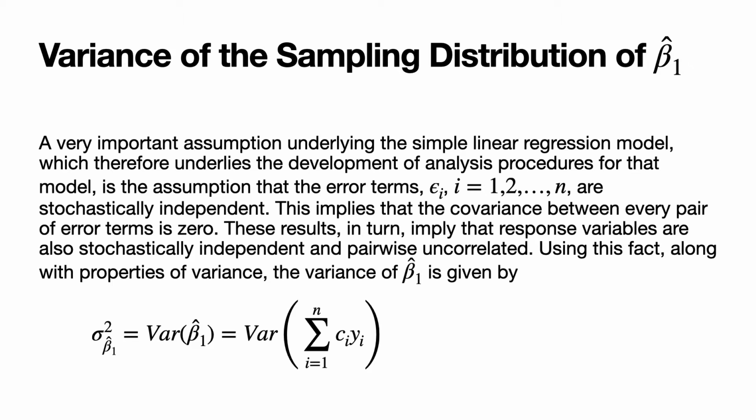And so the variance of beta 1 hat is equal to the variance of that linear combination of the response variables. Now, because the response variables are uncorrelated, using that fact along with the properties of variance that we looked at in Module 1, this is equal to the sum i going from 1 to n of the variance of c sub i times y sub i. Now, we can pull the c out of the variance expression, but remember we have to square that c value. And so the variance of beta 1 hat is given by the sum i going from 1 to n of the products of the squared c values times the variance of the y values.